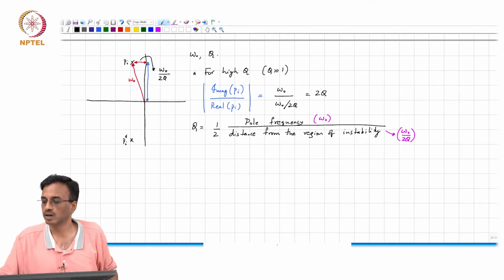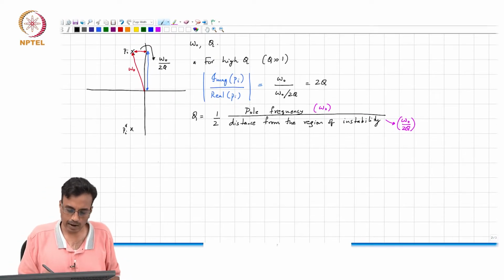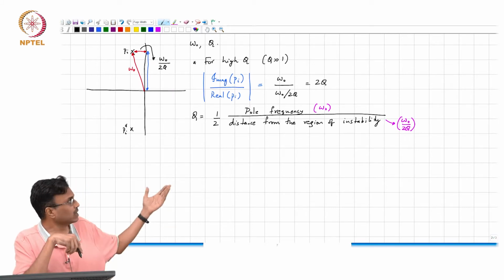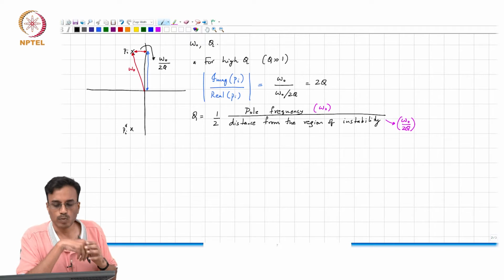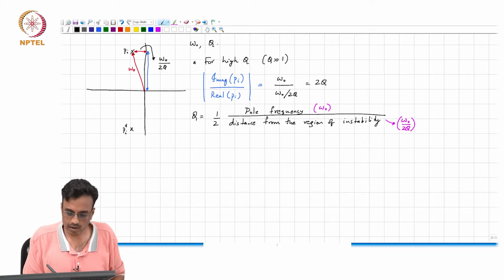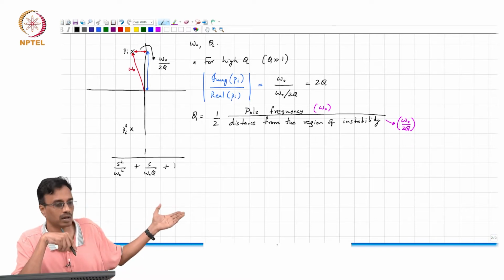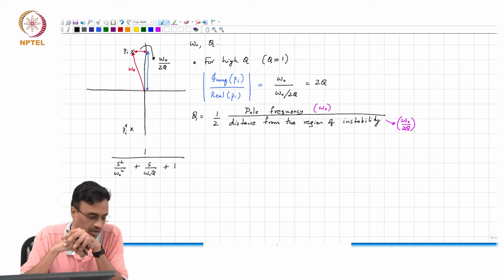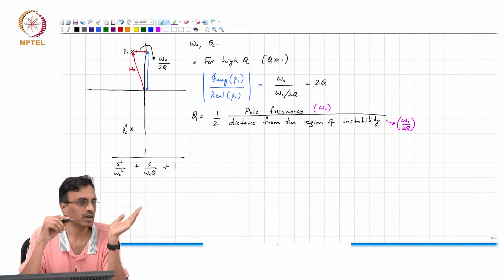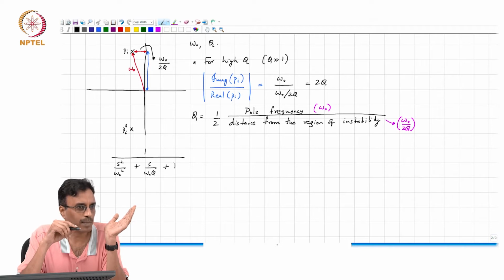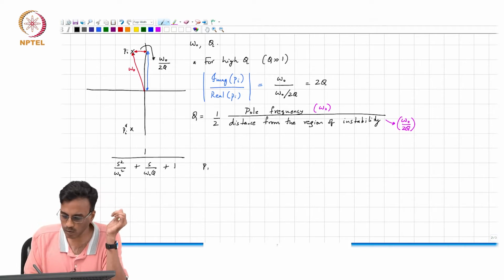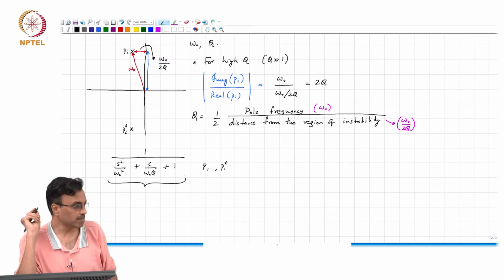Okay, that is something to bear in mind. The next thing I would like to draw your attention to is the following. Remember that when you plot a transfer function of this sort, S is a complex number, and therefore this is also a complex number, and has both a real part and an imaginary part. And let us assume that P1 and P1 star are the poles of the system.